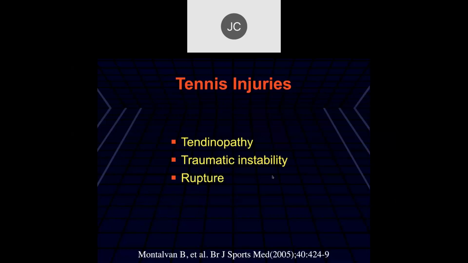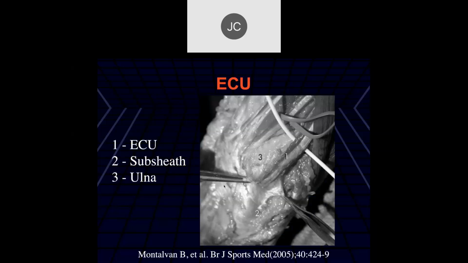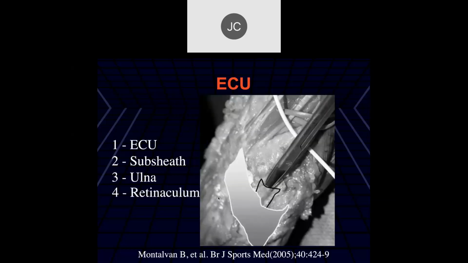Tennis players commonly get injuries of the extensor carpi ulnaris tendon. They can develop tendinopathy, traumatic instability, or complete rupture of the tendon. Here's the tendon fibers coming down here. You can see the longitudinal type 1 collagen fibers here. We can see the ulnar bone right there, and then this fine sheet of fibrous tissue across here is the subsheath, with the sixth extensor compartment opened up here.